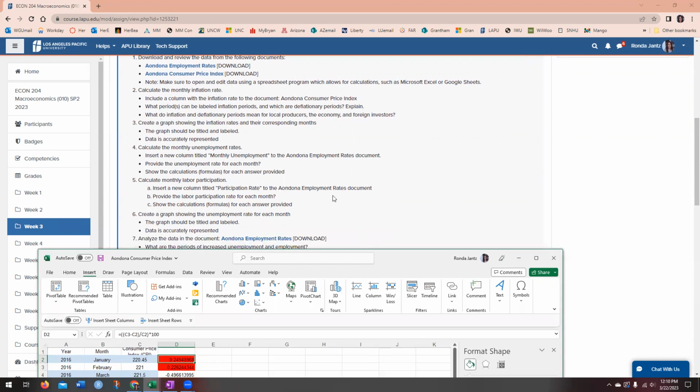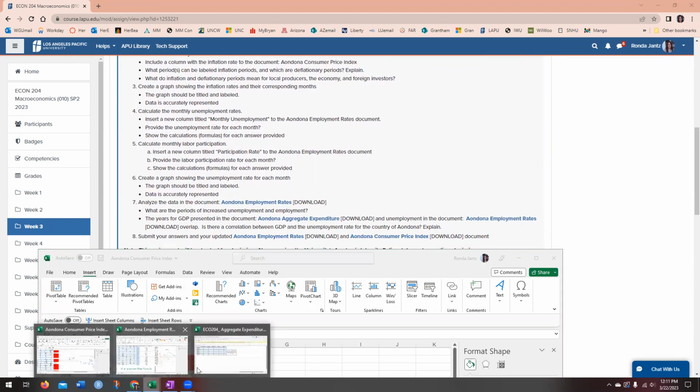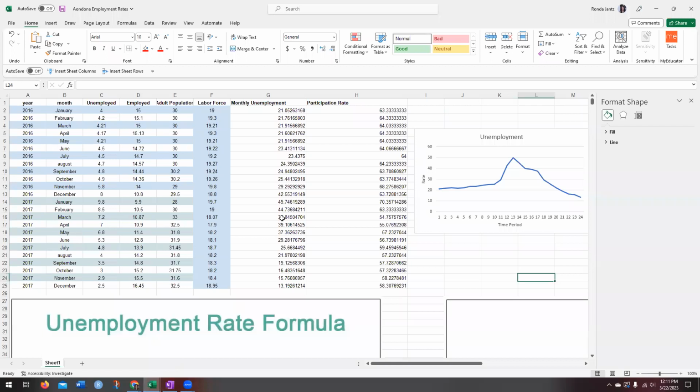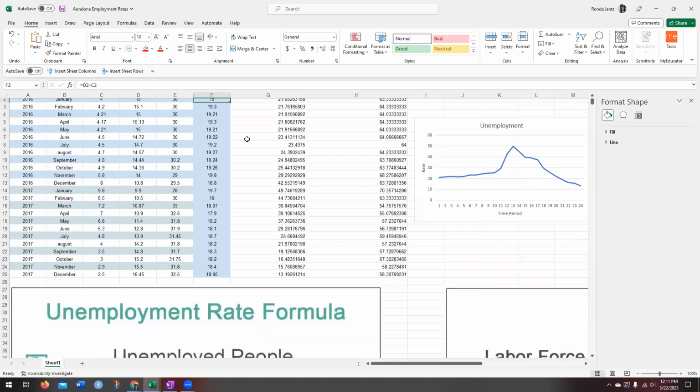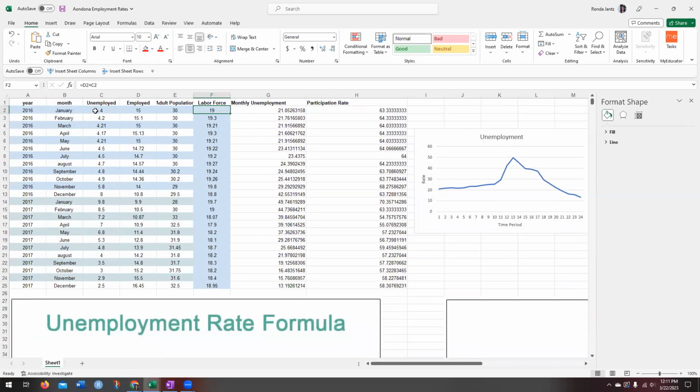The second part of the assignment is on unemployment rate. This is a little more complicated because before we can find unemployment, we have to find the labor force. It gives us this information right here, but we have to do the labor force. To find the labor force, we're going to add those who are unemployed to those who are employed. So this column plus this column, and then I just copied and pasted it the whole way down so we can see our labor force for each month.